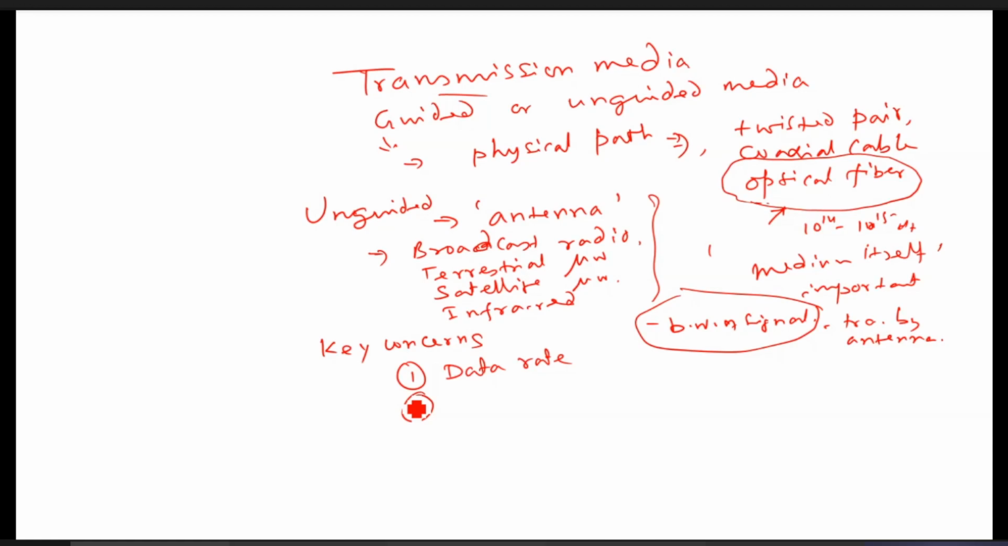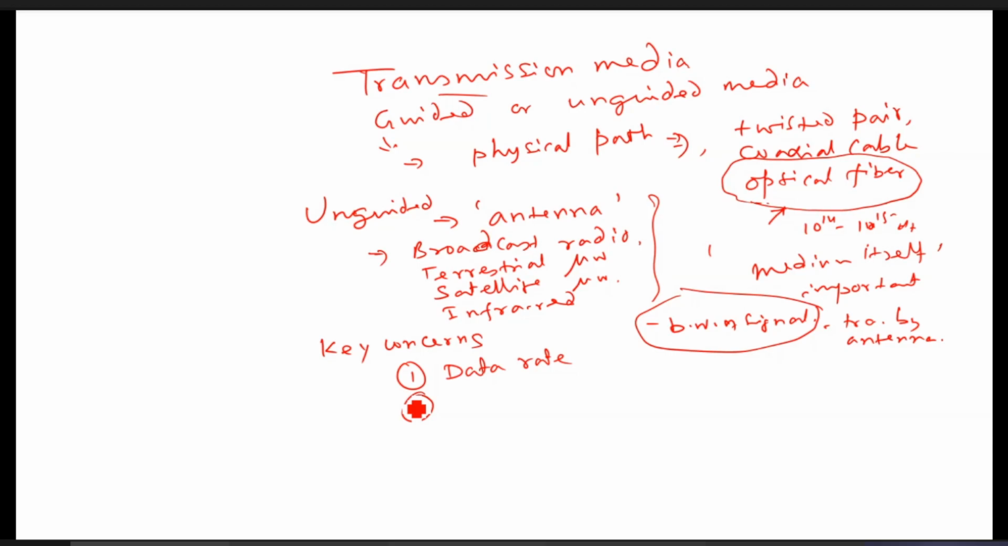Anyone? Quickly. Sir, signal strength. Signal strength is important, but that is not the key concern. Digital communication, okay, successfully you can receive the data. That is true, but that is not the key concern. That is one of the aspects, of course, but you cannot consider it the key concern. Like, say, data rate is most important.